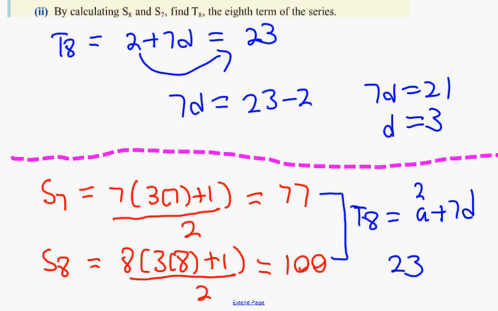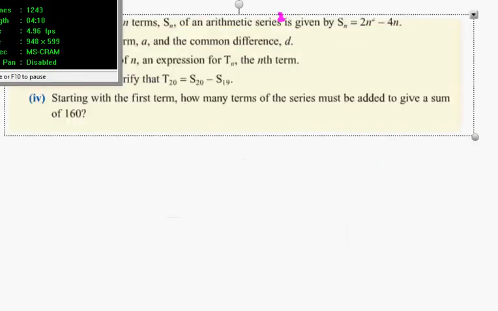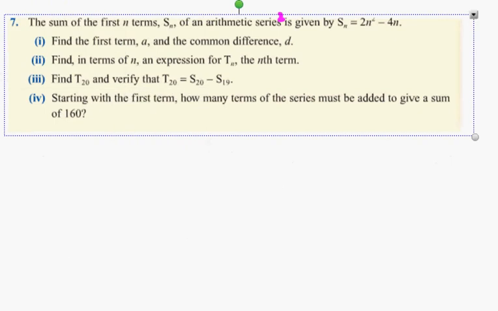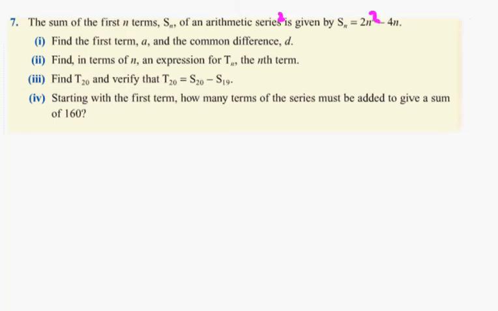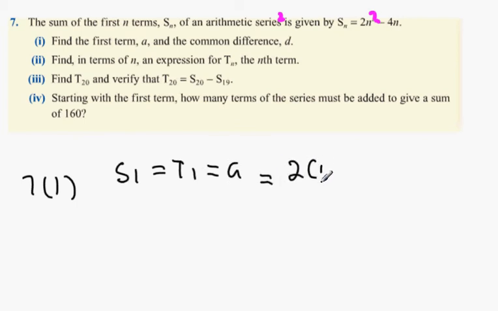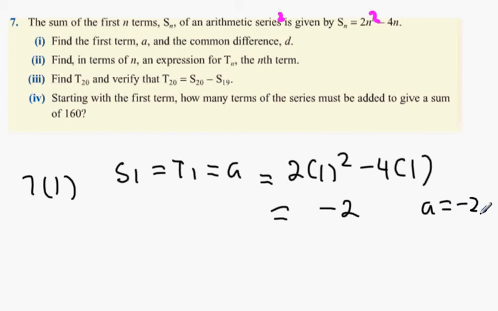Okay. Any questions about that one? Number 7. What it is here is Sn equals 2n squared minus 4n. Find the first term A and the common difference D. So what I need to do is find out what S1 is, because S1 is equal to T1 and T1 is A. So we can say that it's 2 times 1 squared minus 4 times 1. And that will give you minus 2. You now know that A is minus 2.